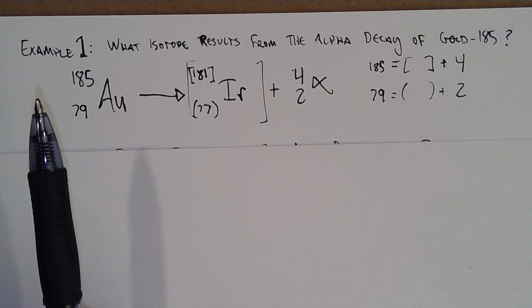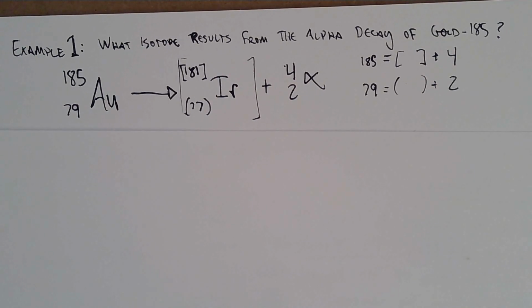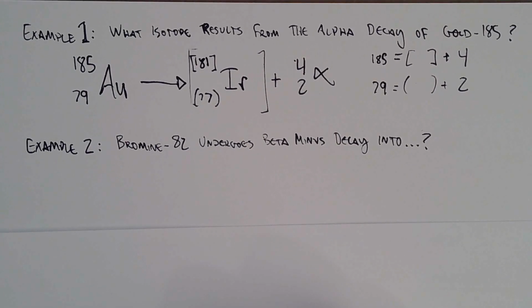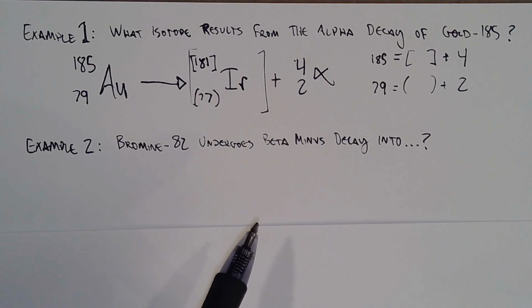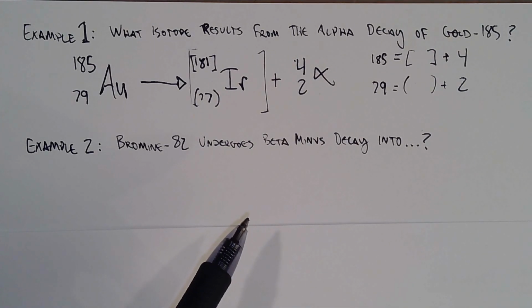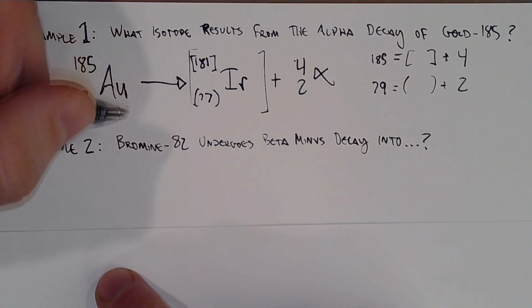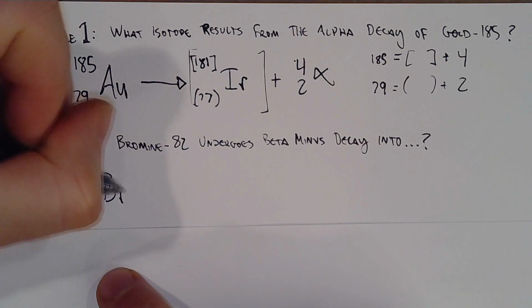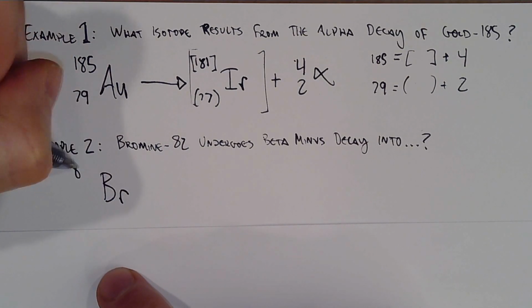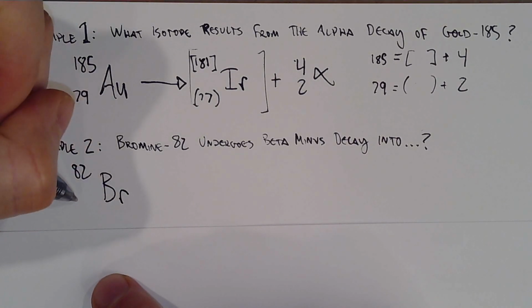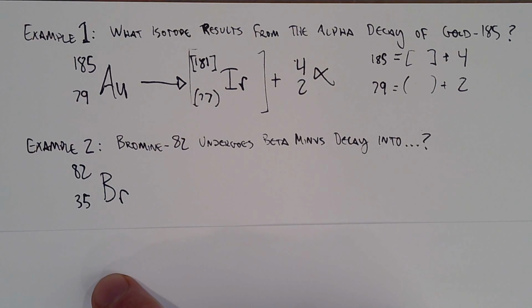All right, so let's try it again. Number 2. All right, so we've got bromine 82 undergoes beta minus decay into what? So again, bromine 82, I'm not going to break out the periodic table every time here, but if we take a look at some of these values here. So bromine 82, so that's Br. We know it's bromine 82, so 82 goes on the top there. And when we look it up in the periodic table, we see bromine has a positive number of protons, 35 in the nucleus.